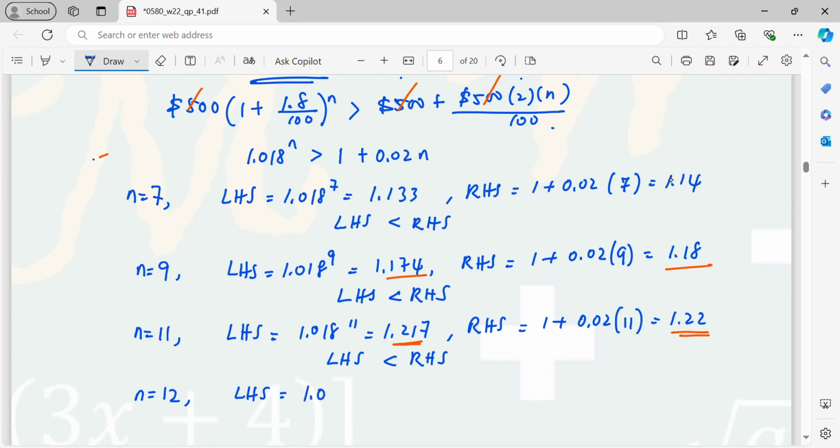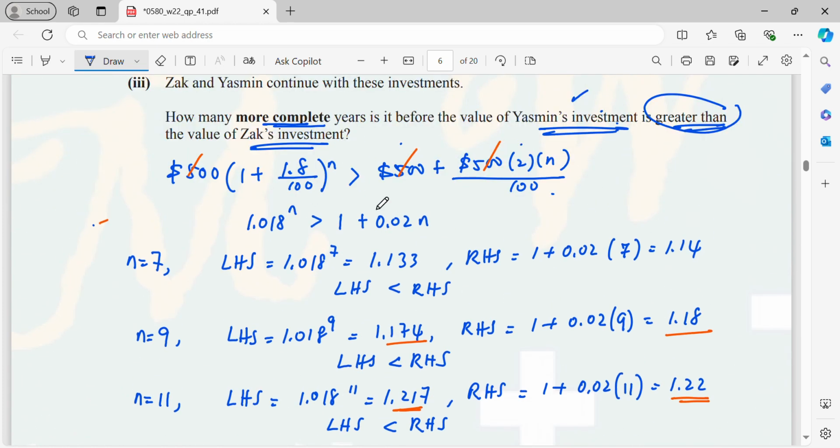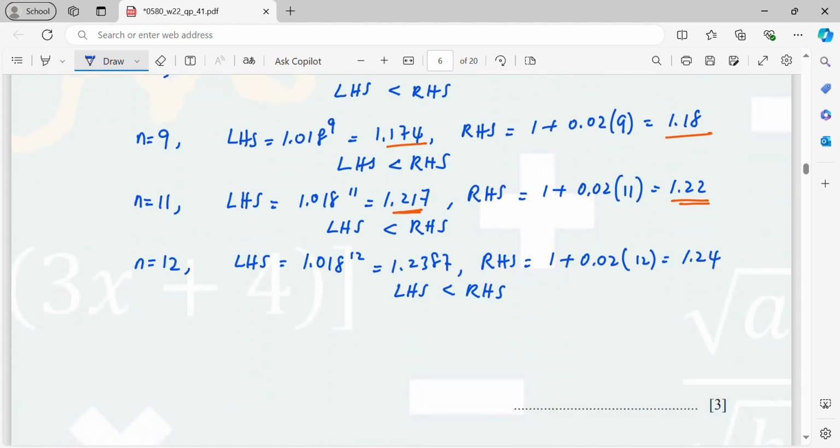So it will be 1.018 to the power of 12, and then you are getting 1.2387. For the right hand side, you will be getting 1 plus 0.02 times 12. Therefore, you are getting 1.24. Okay, so from here, my left hand side is still less than right hand side. We need left side more than right side from this step. But the difference is very much smaller.